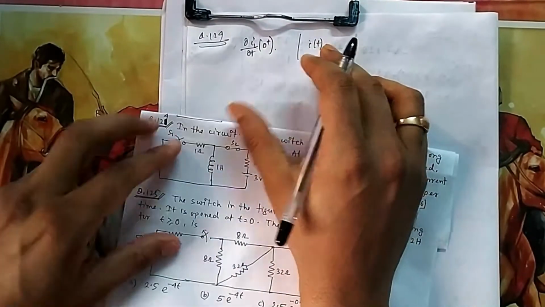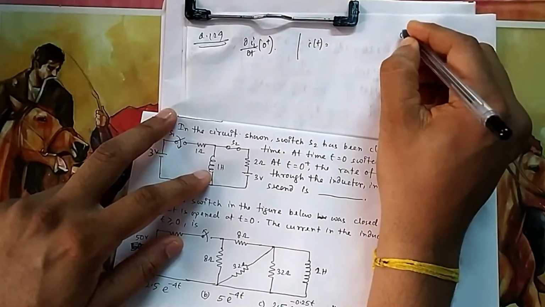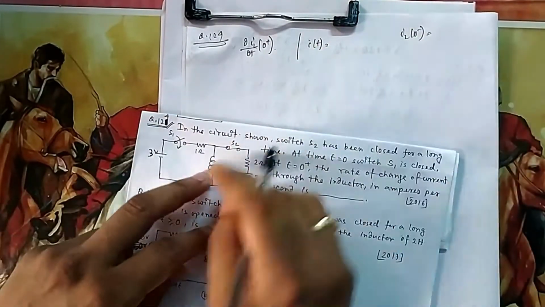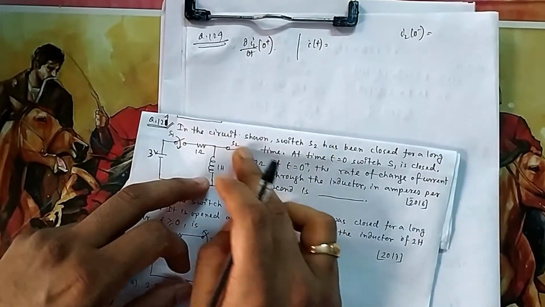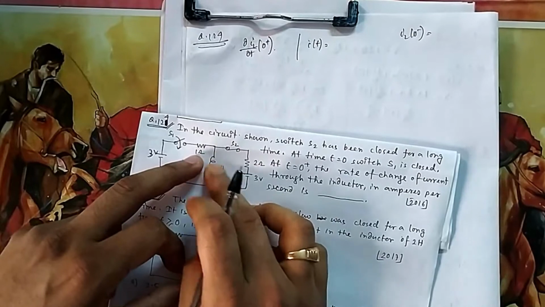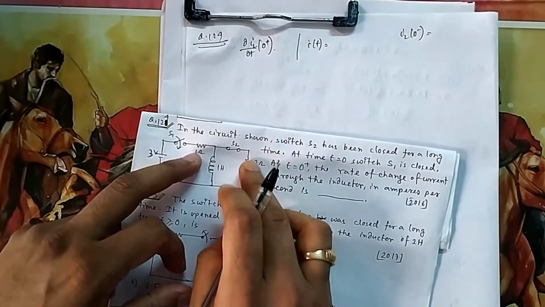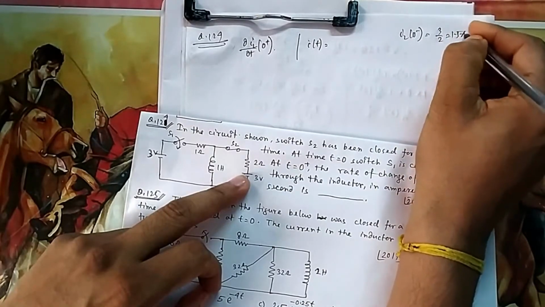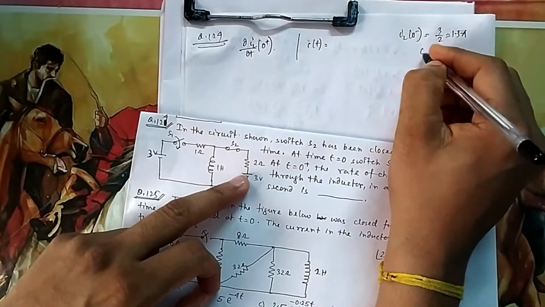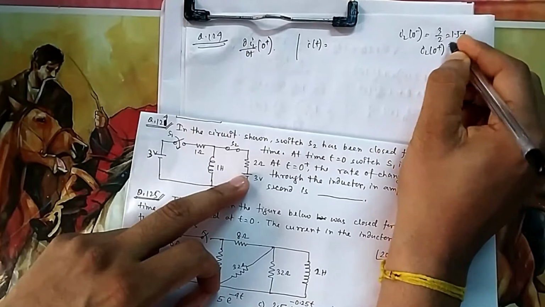For IL(t), what do you need? I infinity and I0. Let me calculate I0. So what will be IL0 minus? IL0 minus, because prior to this operation, this was closed for a long time. Closed means the inductor has become short. So what is the current flowing? 3 by 2. So earlier it was 3 by 2, that is 1.5 ampere. This is my initial condition, which is equal to IL0 plus. So this one I got.